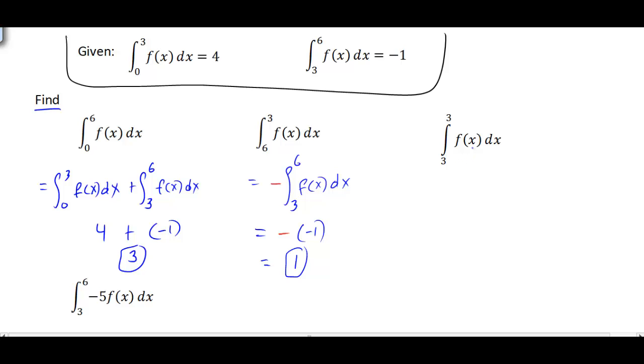And I'm hoping the last one here, this third one, the integral of f of x from 3 to 3, I'm hoping this one is pretty obvious. We're integrating with the same limits, so certainly that's going to simply be 0.